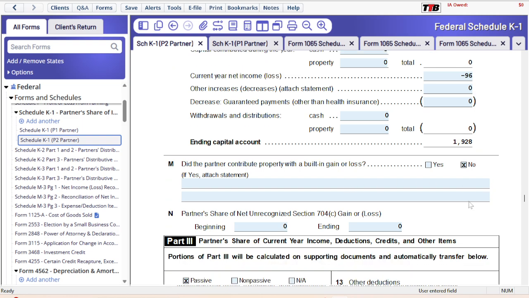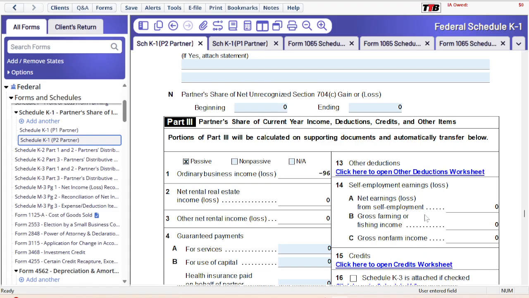M, we are going to leave that alone. N alone, and here you see, because we checked passive up there, it is checked passive here. Pretty much what that means is any loss here cannot be claimed on 1040 against W2s. It's going to be carried over to be claimed against a profit from this business in the future. So therefore, it is for the partner filing 1040 to know how to report those income and losses.